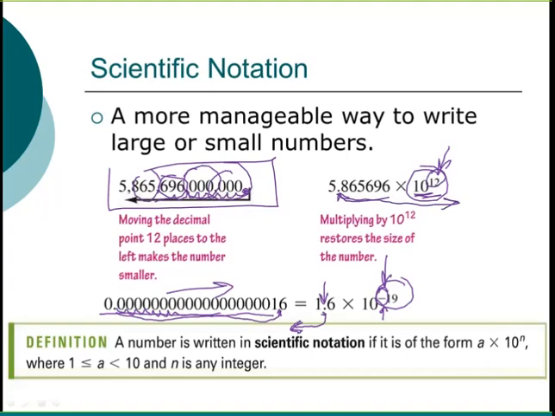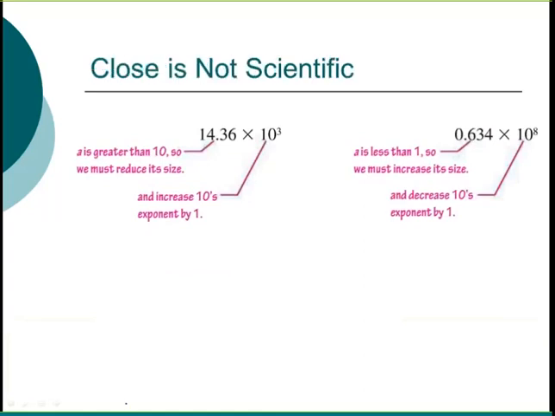Okay, so scientific notation is defined like this: the A value has to be between 1 and 10. So it can't be 10, it has to be between 1 and 10, and n is any integer. So we're going to talk about some problems here and changing them around a little bit.